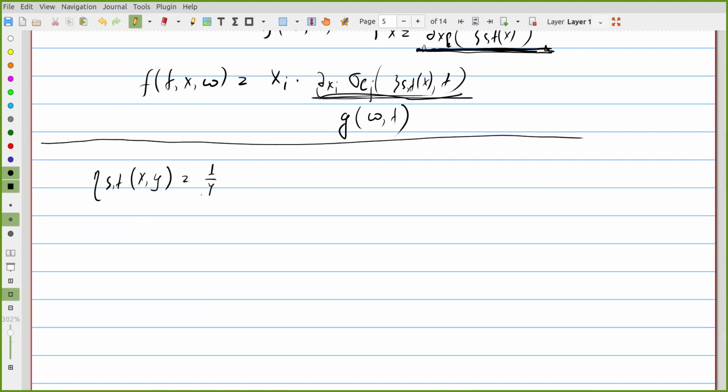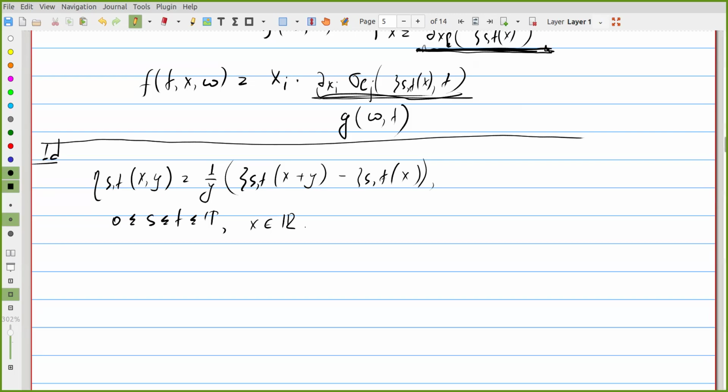which is 1 over y, psi_{s,t}(x + y) minus psi_{s,t}(x). Back to the one-dimensional case. Here s lives here. x lives in R, and y cannot be, for obvious reasons, equal to 0.